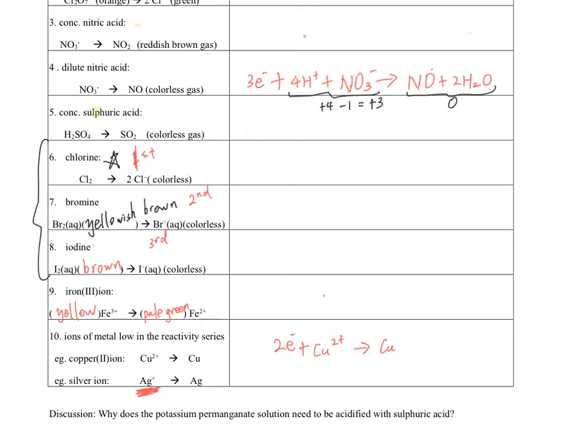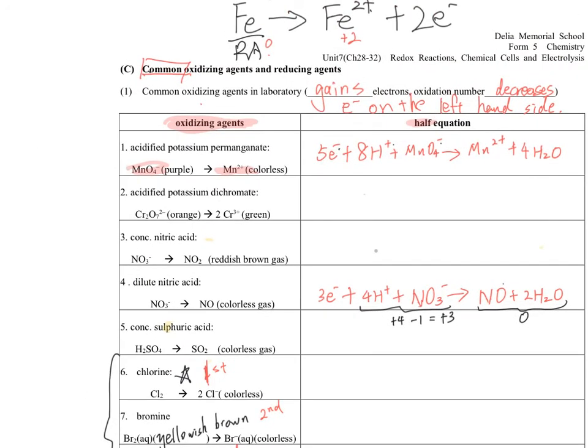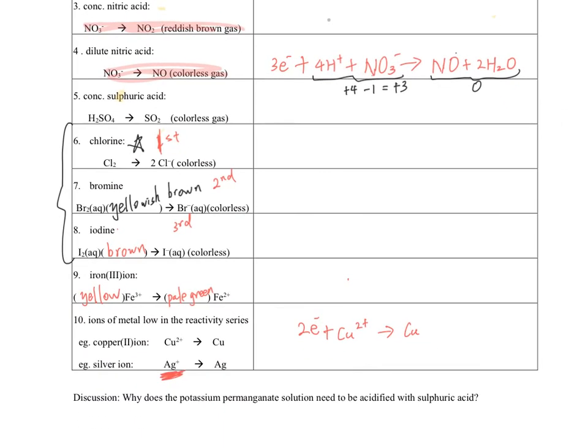So remember, once again, you have to memorize this column so that you can do the half ionic equation. Otherwise, you cannot do it. So for all of these, you have to memorize it.